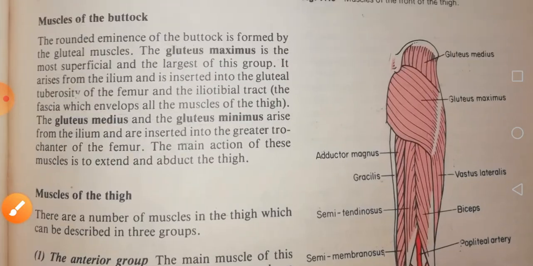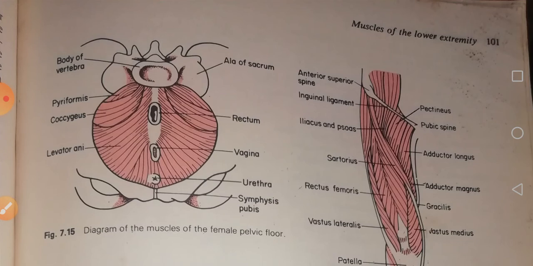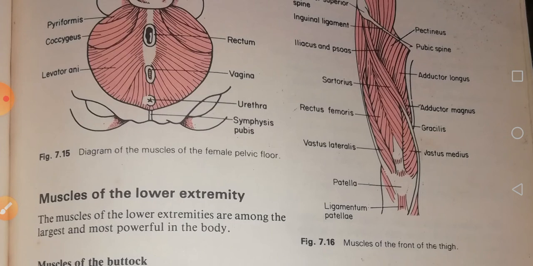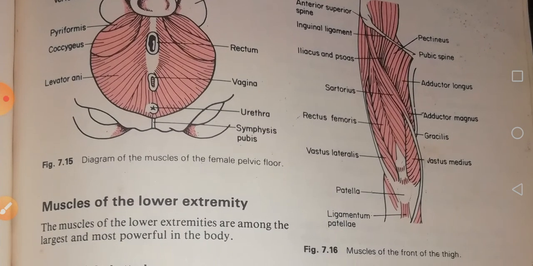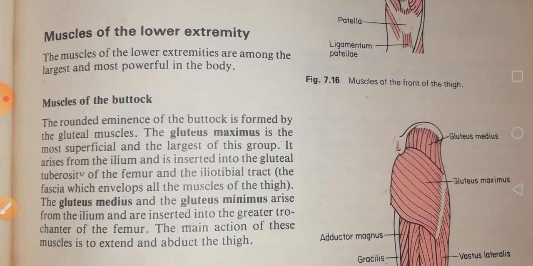Next, this is a diagram of the muscles of the female pelvic floor. The ala of the sacrum, and these are parts of the levator ani muscles. The piriformis and coccygeus muscles will be there. This is the female pelvic floor muscles. Next, this is the muscles of the front of the thigh.